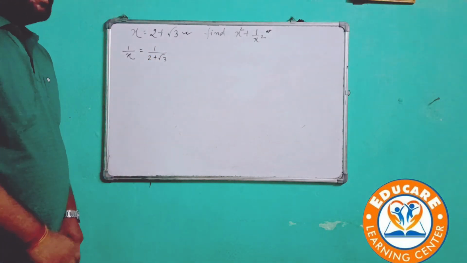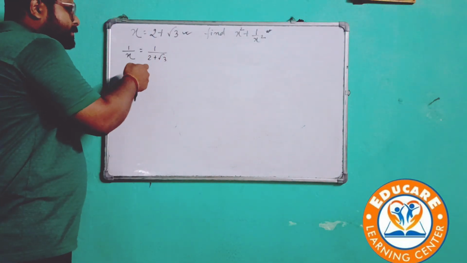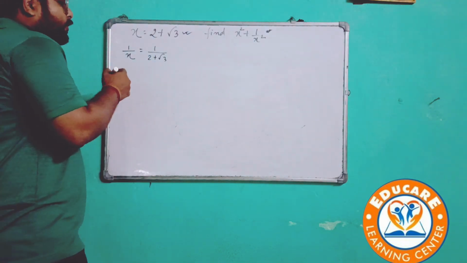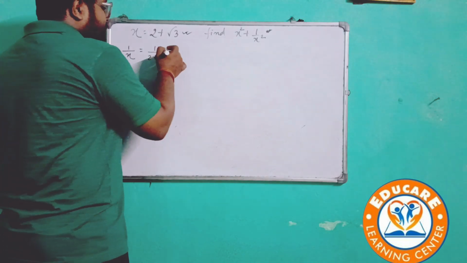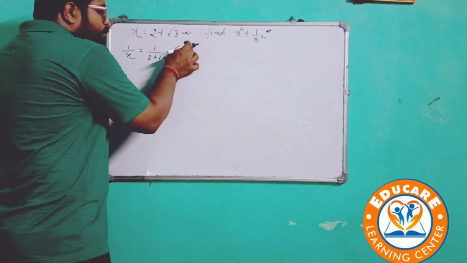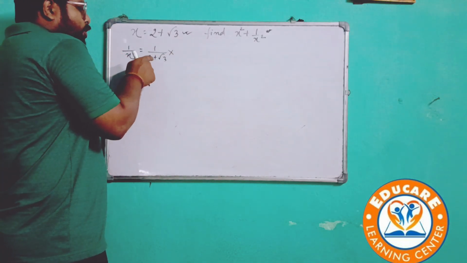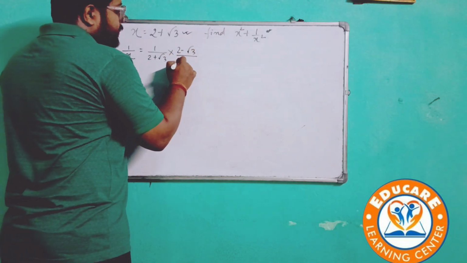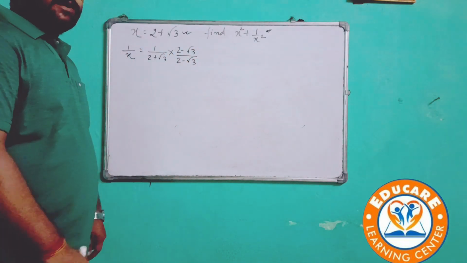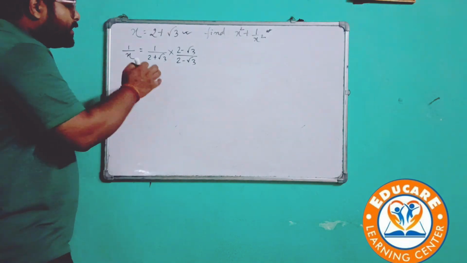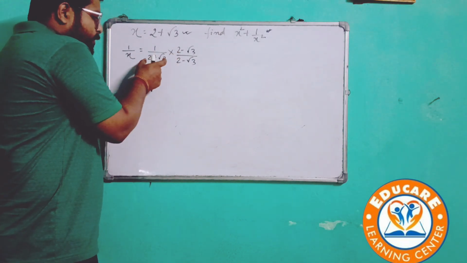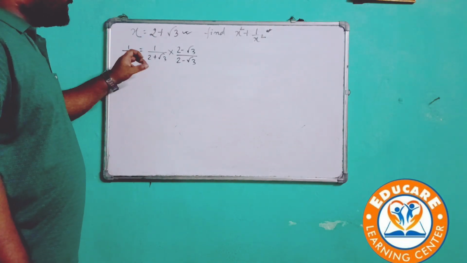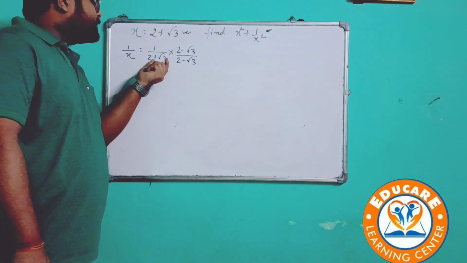As simple as that. Now we all know that whenever this sort of number comes, we need to rationalize the denominator. So for rationalizing the denominator, what is the next step? We need to multiply the numerator and the denominator with the conjugate of 2 plus root 3, that is 2 minus root 3 by 2 minus root 3. Please pay a bit of attention. What we are doing over here, we are just changing the sign and keeping the number as it is, and multiplying both the numerator and the denominator with the conjugate of 2 plus root 3.